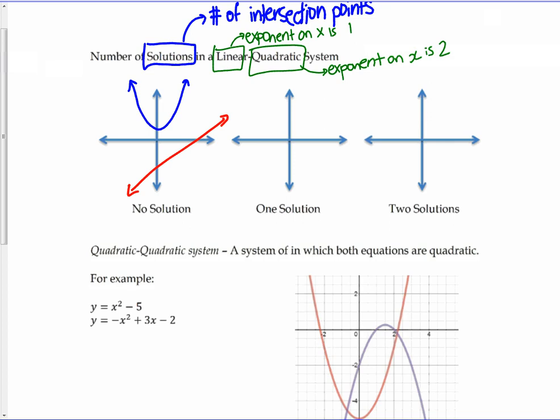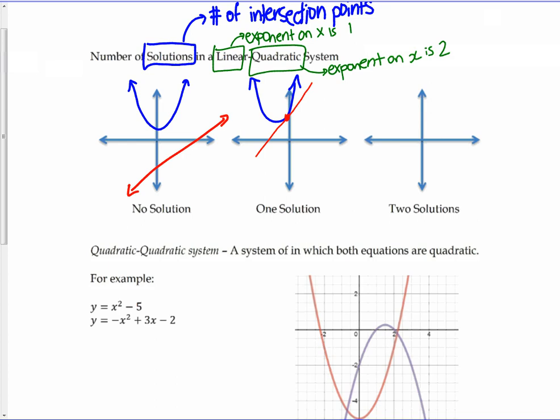How would it look if it was one solution? So we're in a linear quadratic situation. How could we have just one solution? Touches only, like at the bottom, or like a tangent. So if you had a quadratic and a linear equation, maybe tangent to it. The definition of tangent is it only touches once, right? So that's an example of one solution.